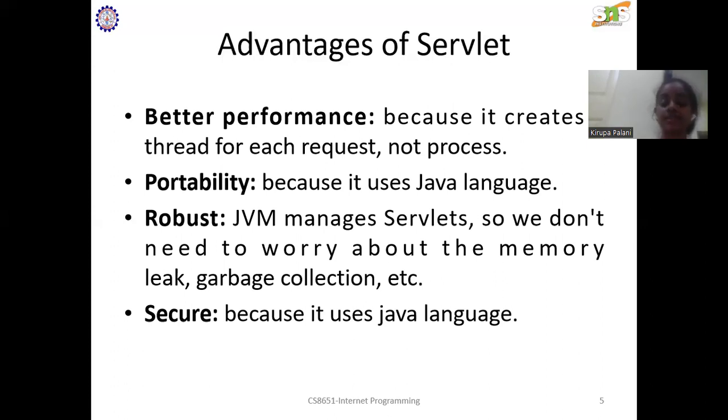Limited caching capacities, security, and scalability could be the other disadvantages of a CGI.